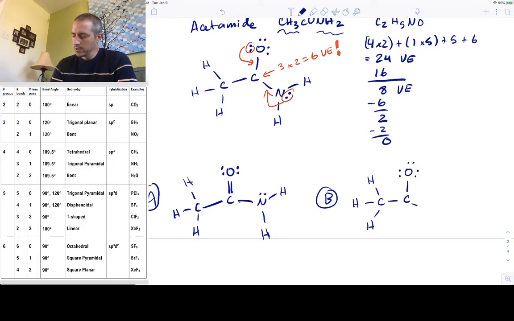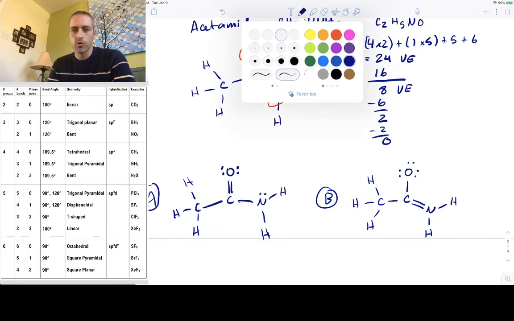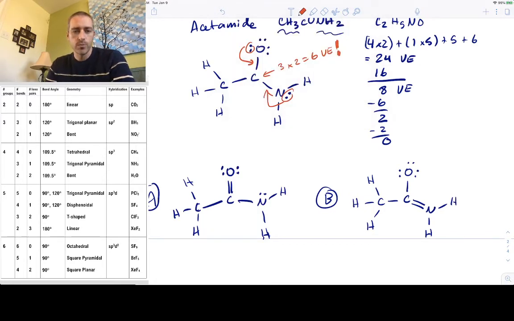Now we would have a multiple bond between the carbon and the nitrogen. The lone pair is gone because we used that lone pair on the nitrogen to make the multiple bond. And now we add our hydrogens. So at this point, how do we decide which of these two structures is better, A or B? Well, what we do is our next step is assigning formal charges. We're going to use formal charges to decide which structure is best.